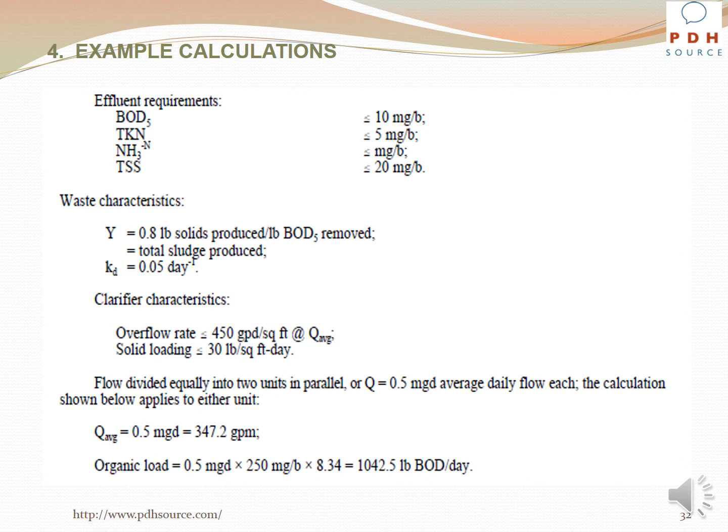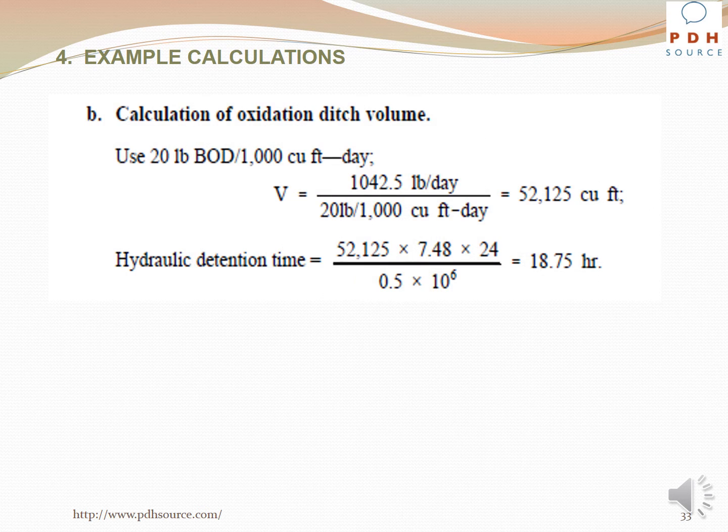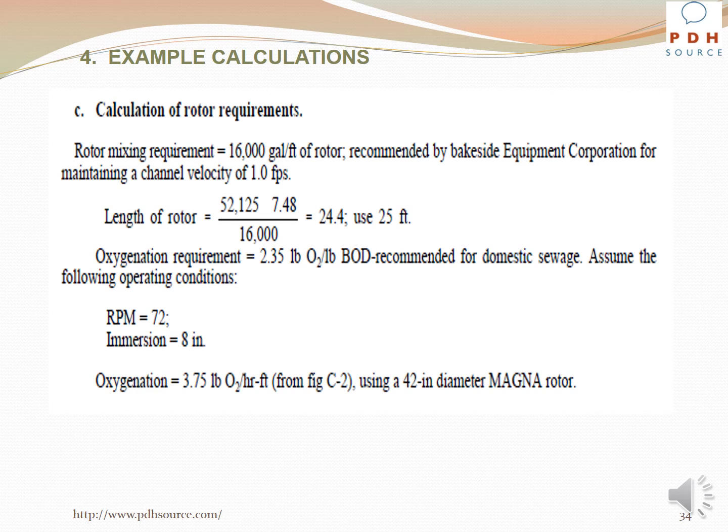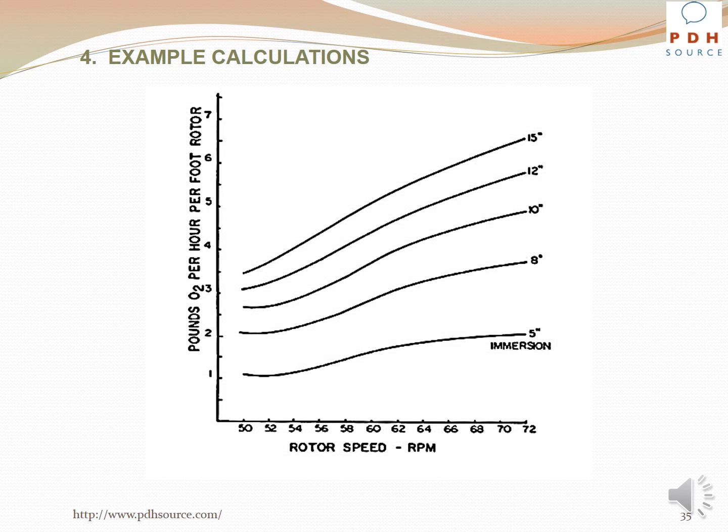This example calculation continues. Calculation of the oxygen ditch volume is illustrated on this slide. Calculation of the rotor requirements is illustrated on this slide. This figure relates rotor speed in RPM to pounds of oxygen per hour per foot of rotor.